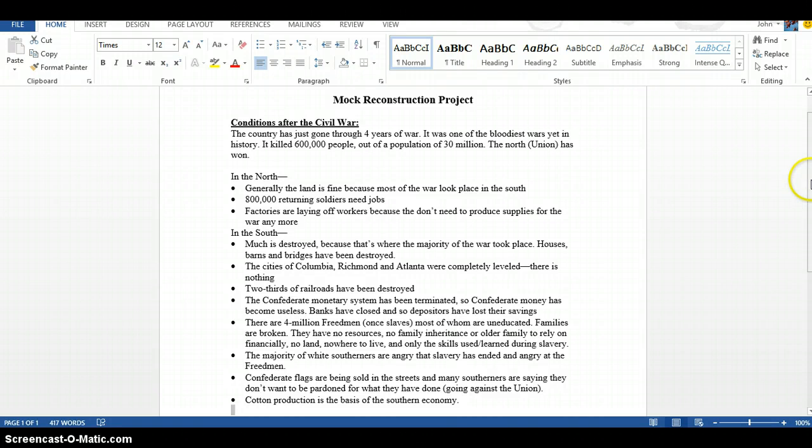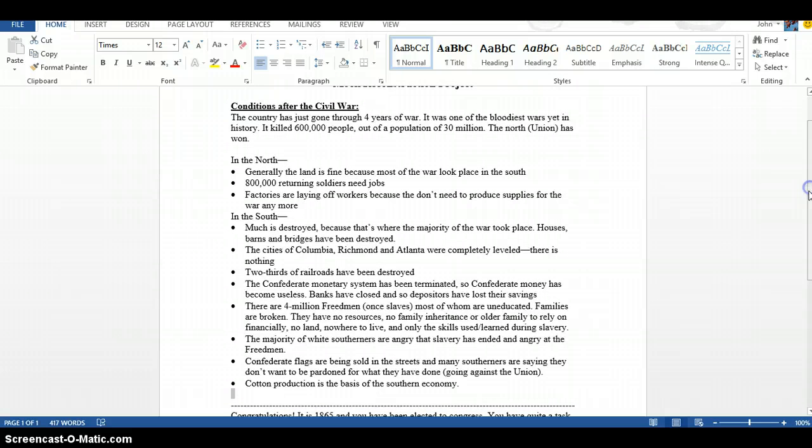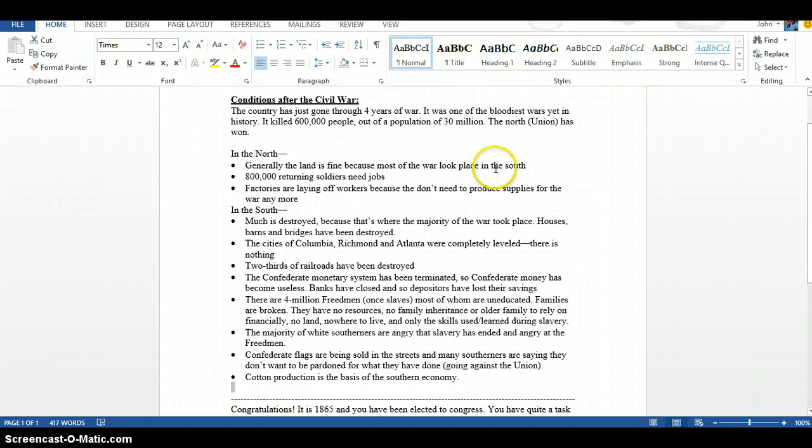So here's what we've got. You open this thing up, and the country's gone through 4 years of war. 600,000 people are killed. All right, then the North has won. So in the North, our conditions are this. Land is fine. Most of the war took place in the South. You have 800,000 returning soldiers that need jobs. Factories are laying off workers because they don't need to produce supplies for the war anymore. Wartime is a huge economic opportunity for people. But war's over, so now we don't need to produce rifles and bullets and shells and cannons and all that. So now we've got to figure out what we're going to do with them.